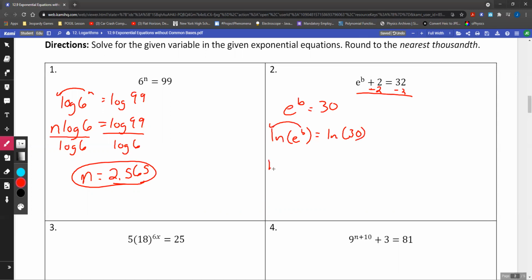Once again, the b goes in front. If you recall, ln of e actually just drops out because that's just equal to 1. So b equals ln of 30, which when we plug it into the calculator, gets me that b equals 3.401.